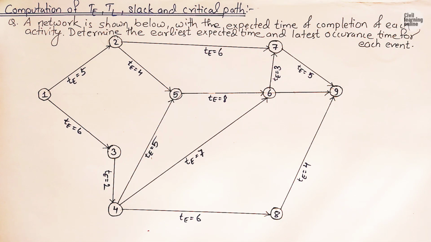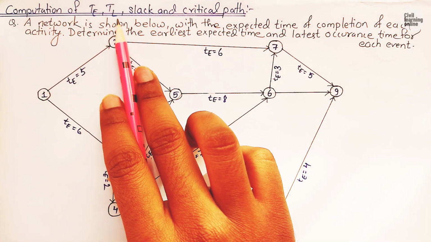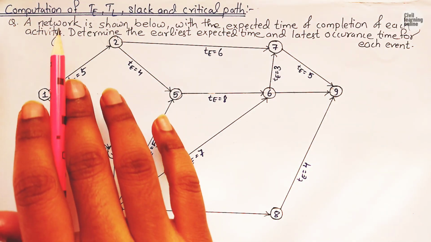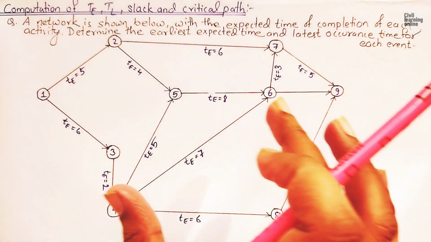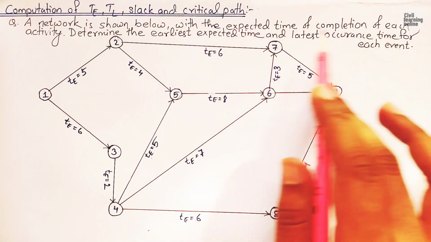So guys, let's begin our today's lecture, in which I will show you how to calculate the earliest expected time, latest allowable time, slack and the critical path of this given network. And the question says a network is shown below. It is talking about this network which is here, with the expected time of completion of each activity.